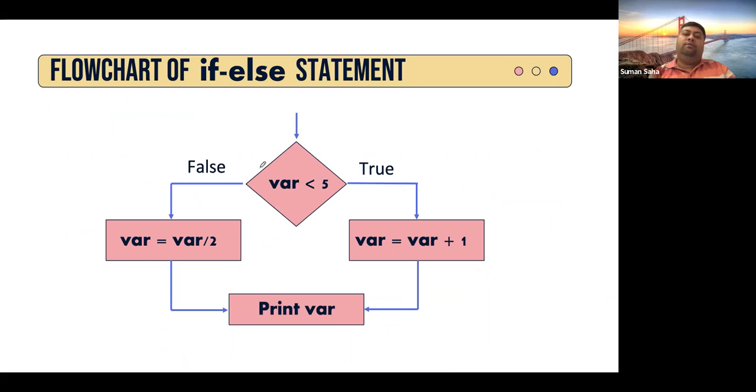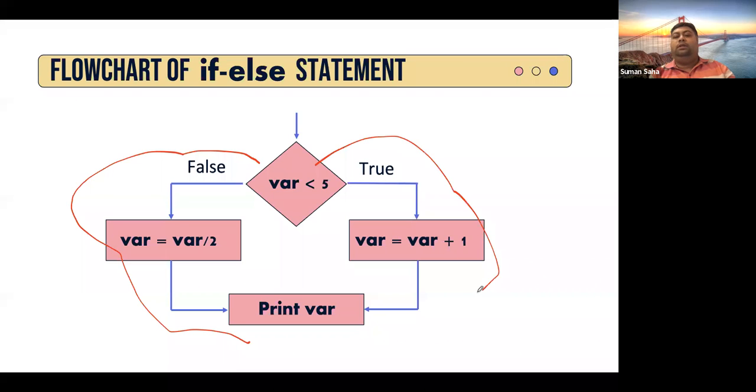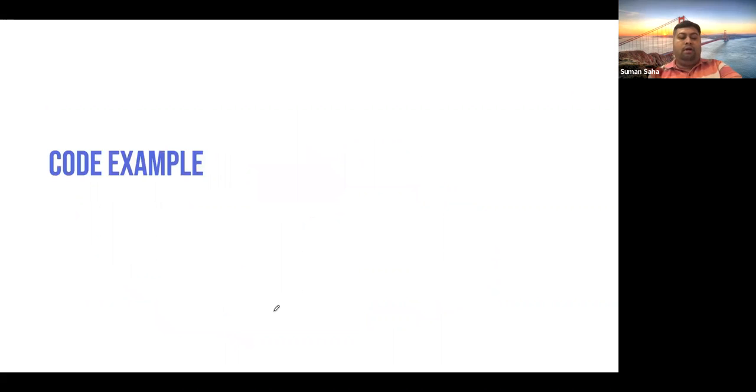So we know that this one is our Boolean expression. If var is less than 5 and it is true, then go there and execute this statement, var assigned var plus 1, then print the var. Now take the other scenario. If var is equal to 5 or greater than 5, then it is false. Go there, var will be assigned var times 2, and print the var. So these are two different paths, right? You check the condition, and based on it, you perform one of the statements, true or false. Then finally you print the var. That's the if-else statement flowchart. Now let's see one example of if-else conditions.